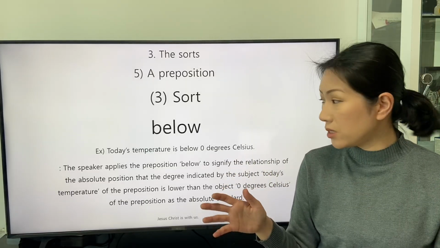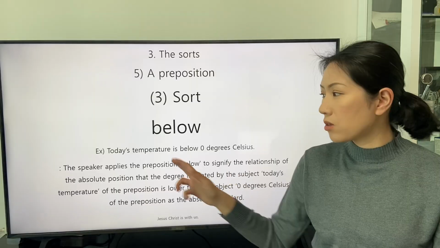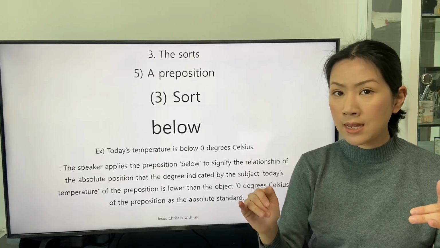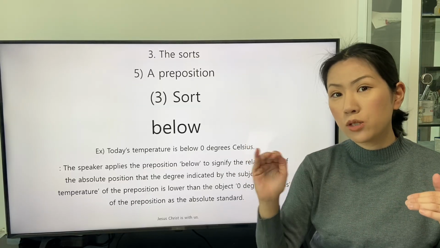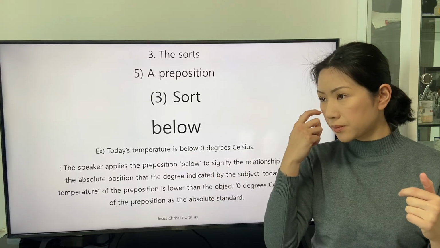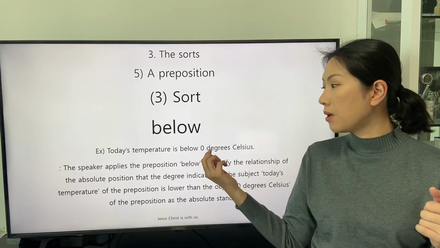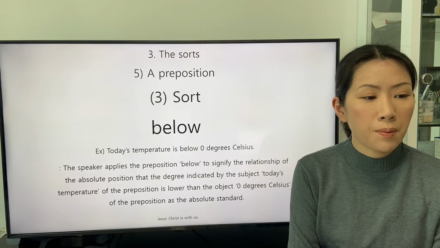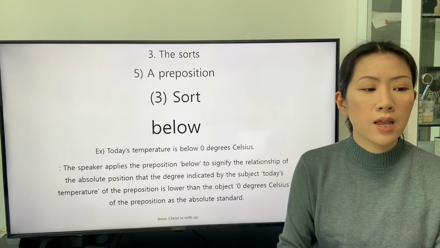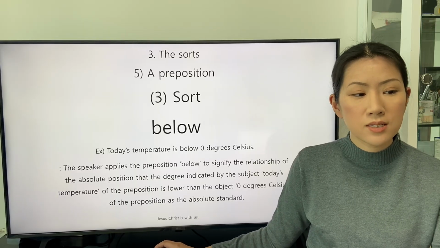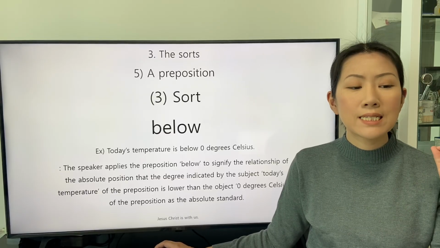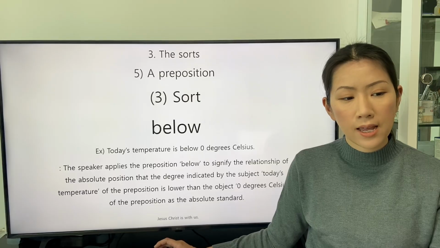The speaker intends to reveal that the subject, today's temperature, exists lower than the absolute standard stated as the object of the preposition below. The speaker applies the preposition below to signify the relationship of the absolute position that the degree indicated by the subject, today's temperature of the preposition, is lower than the object, 0 degrees Celsius, of the preposition as the absolute standard.